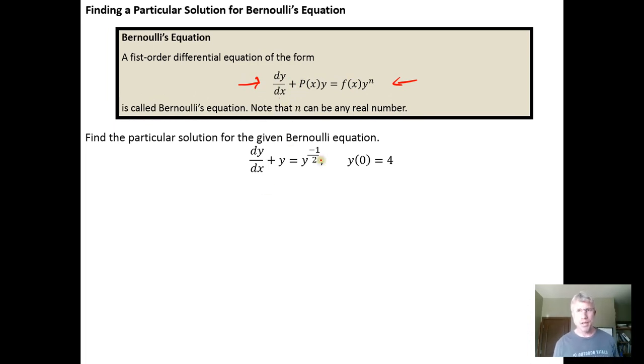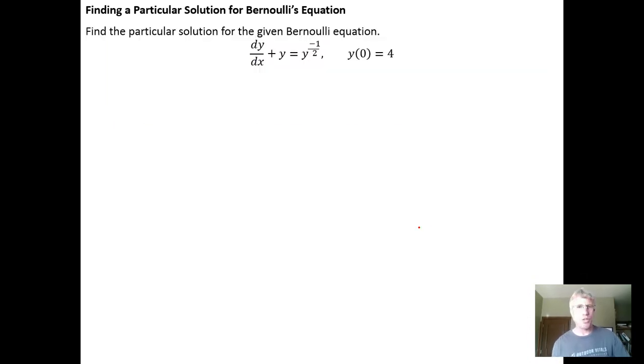In this case, it's already manipulated into this form. We have the dy/dx matching up. We have p of x times y, so 1 times y, so p of x in this case equals 1. And f of x times y to the n, so it's going to be 1 times y to the n, or negative 1/2. So f of x is actually equal to 1 as well. So it's a Bernoulli equation with p of x and f of x both equal to 1. And that tells us that we can use the Bernoulli equation technique to solve this differential equation.